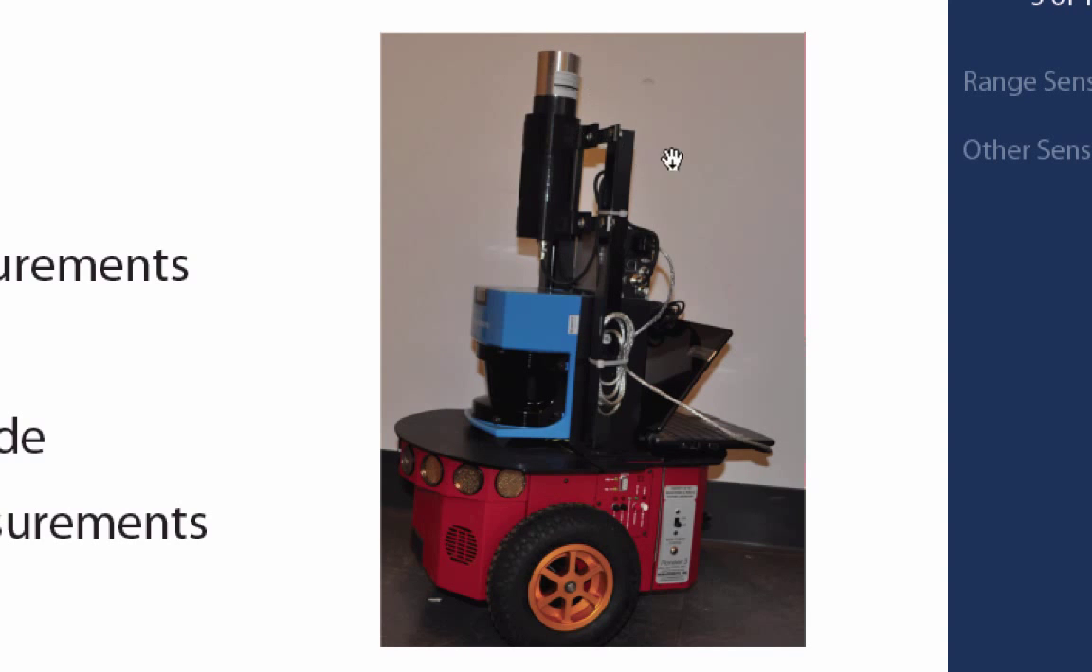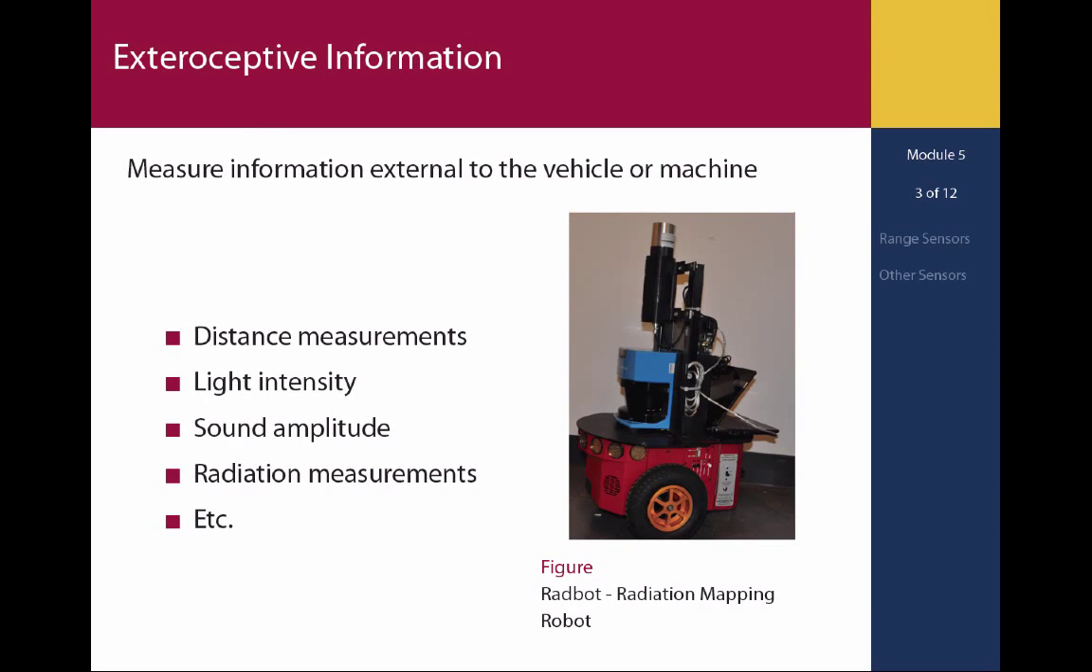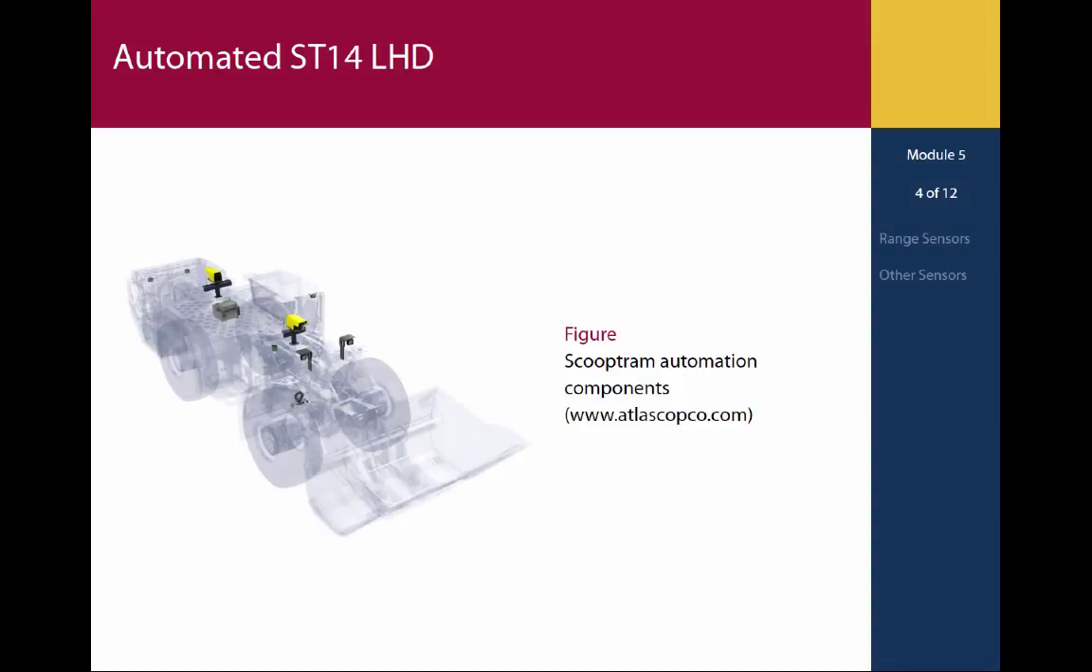On the top here, there's a sodium iodide radiation sensor used to detect gamma radiation. We have a SICK 2D laser scanner here. This gathers distance measurements. And it has a ring of ultrasound sensors here that also allow it to detect obstacles. Here we have an automated ST14 LHD. You can see it has two laser scanners in yellow here. These provide both front and back scans of the environment that the vehicle is operating in.